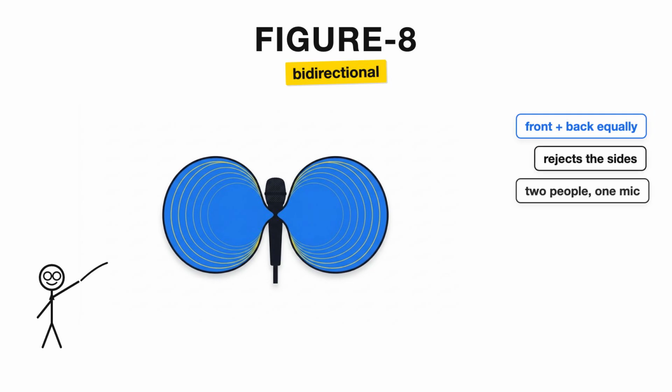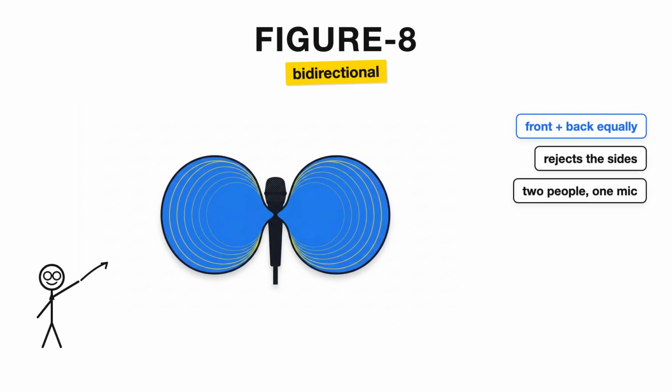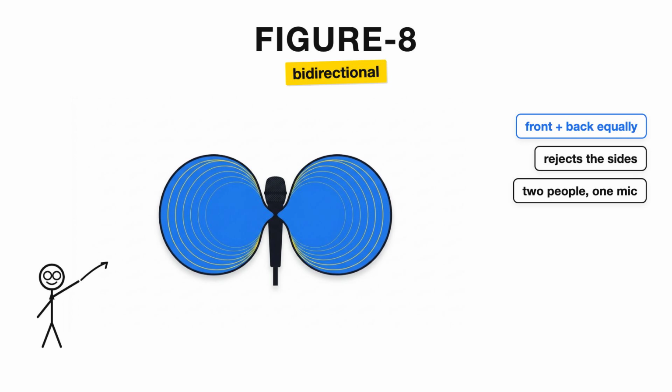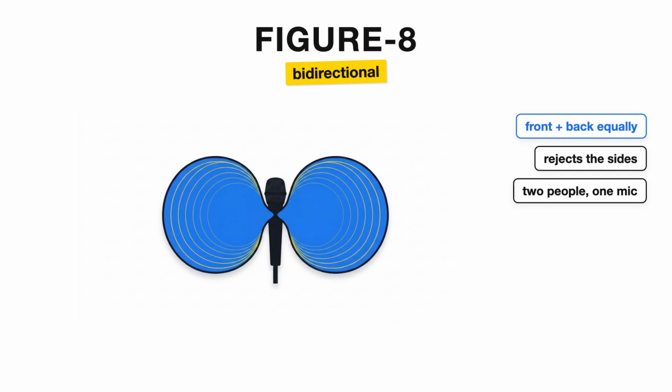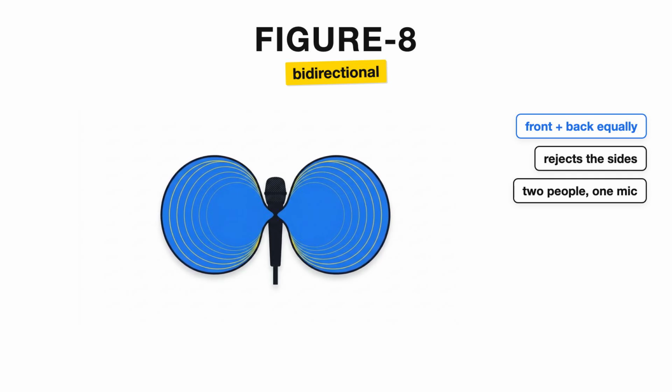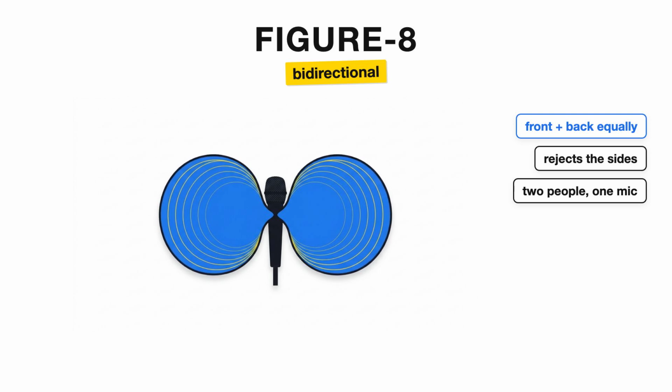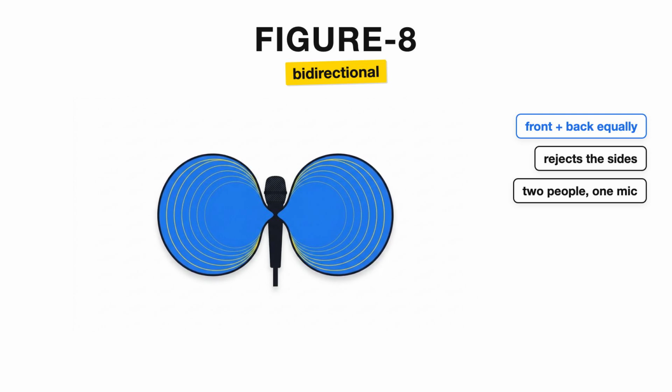Figure 8, also called bidirectional, picks up equally from the front and the back while rejecting the sides. Ribbon mics carry this pattern inherently, because the ribbon strip is exposed on both faces. Figure 8 works well for 2-person interviews, where both speakers face each other across a single mic.